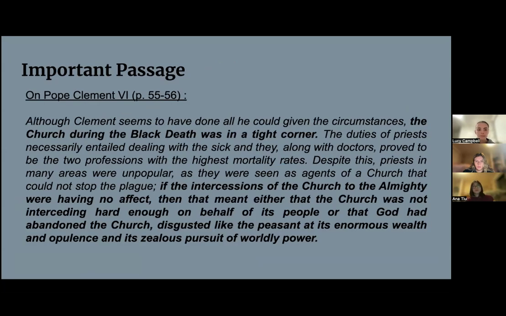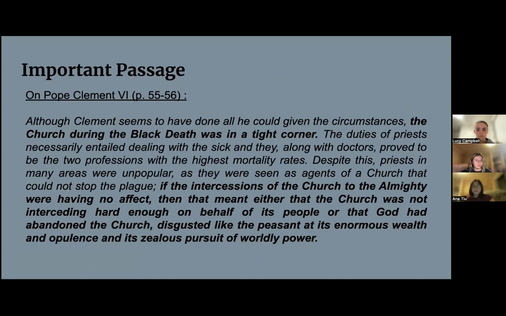In terms of an important passage, we thought that this one on page 55 to 56 about Pope Clement VI was really significant. It reads, "Although Clement seems to have done all he could given the circumstances, the church during the Black Death was in a tight corner. The duties of priests necessarily entailed dealing with the sick, and they, along with doctors, proved to be the two professions with the highest mortality rates.